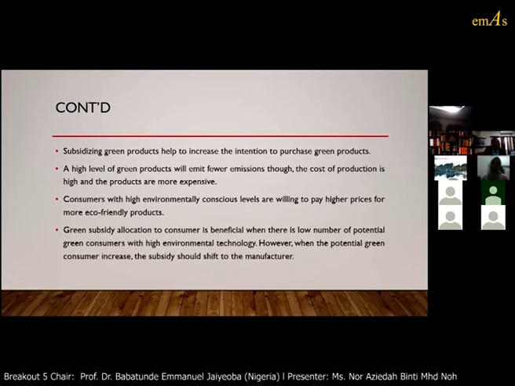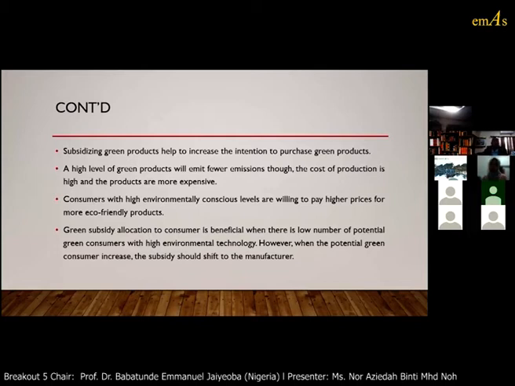Next, subsidizing green products helps to increase the intention to purchase green products. High-level green products, as we know, will emit less emissions, but the cost of production is high. However, environmentally conscious consumers, as I said just now, are willing to pay a higher price for more eco-friendly products.